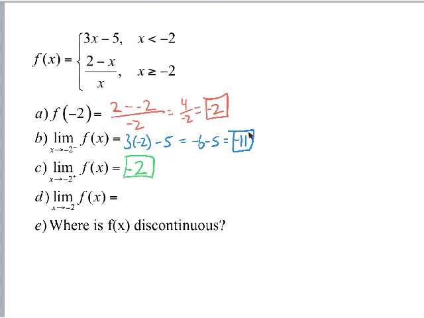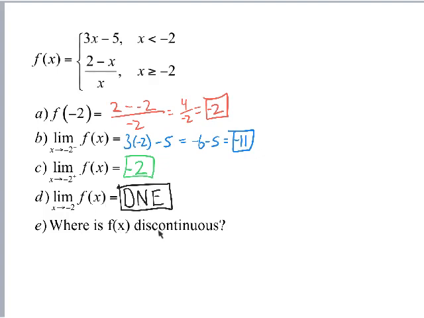So these two limits do not agree. They don't go to the same point. So what is the limit at negative 2? It does not exist. The reason it does not exist is because the limit from each side is not the same. And that's the definition of a limit, is that the limits from both sides should be going towards the same point. So we know there is no limit at negative 2.